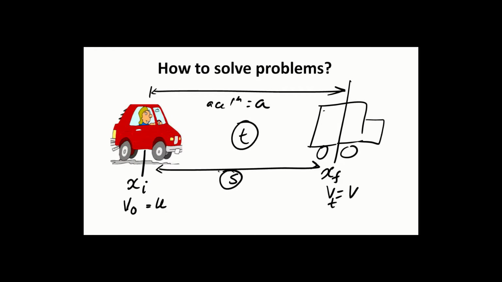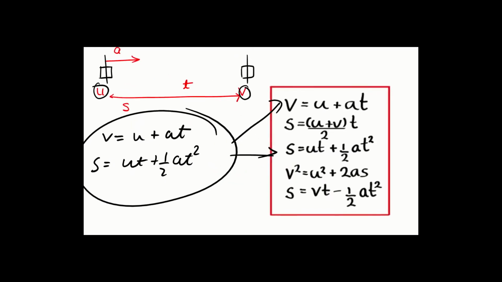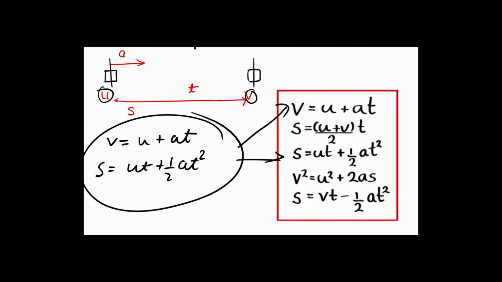So as you can see here, you're juggling with majorly 5 quantities. What are they? s, u, v, a and t. And if you see all of the equations that we have seen before, you would see that in all of the equations there are 4 variables. 1 2 3 4.